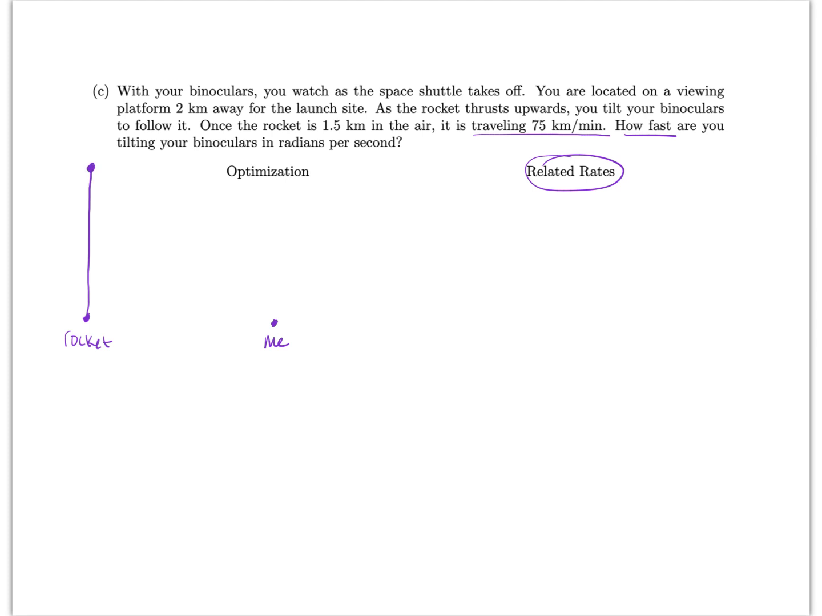And that distance is changing. So maybe we'll give that a letter name A because that distance is changing. This distance between me and the rocket when it's on the ground, that's constant. That was 2 kilometers. And then this distance between me and the rocket, that's changing. Maybe we'll call that C. And this angle, theta, is also changing. And that's the angle of my binoculars with the ground as I watch the shuttle head up. Okay, so let's see if I can write out what do I know? What do I want?